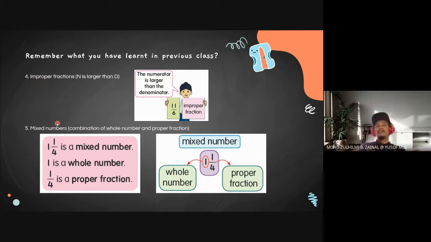Okay. Next. This one number 4, you have learned about improper fraction. Yang ni a bit tough lah, improper fraction. Tapi simple je. Improper fraction tu yang susah sikit mixed number. Okay, improper fraction ni senang.